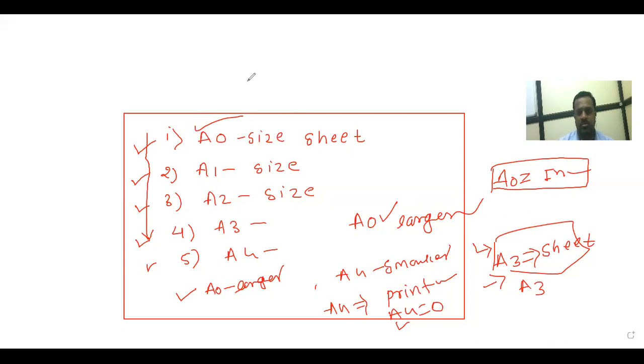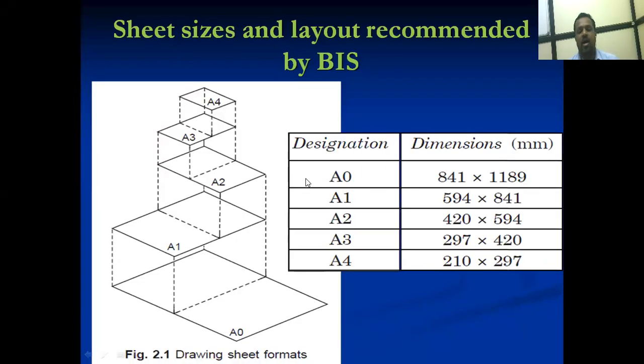Okay. Now see here, how to remember the dimension of that sheet. Now see here in this picture or in this PPT, you can easily observe the size of that A0 sheet. It will be 841 into 1189. Okay, this will be the standard dimension for that A0 size.